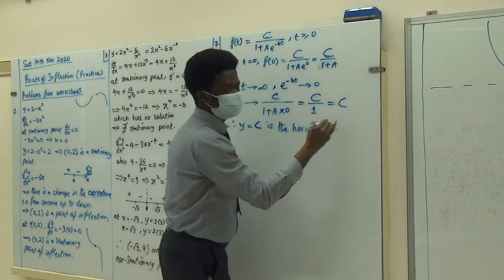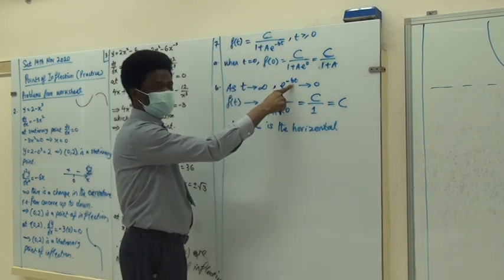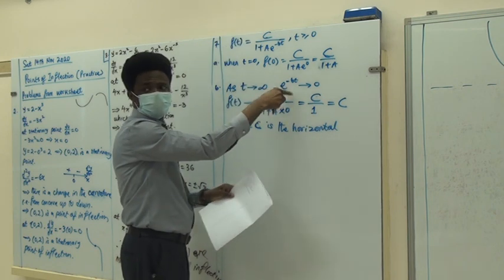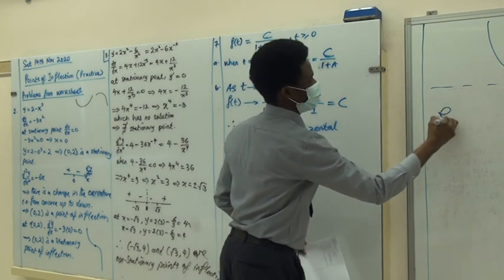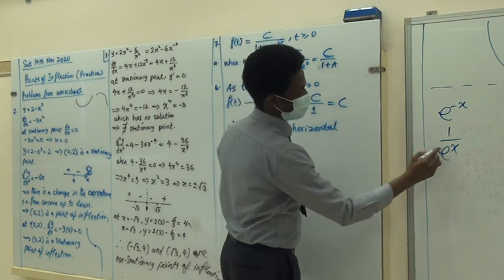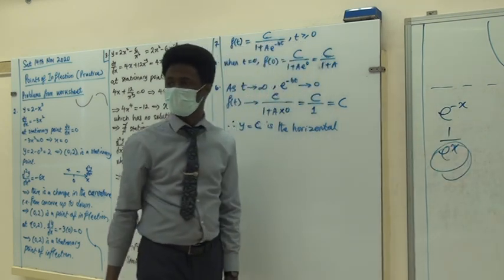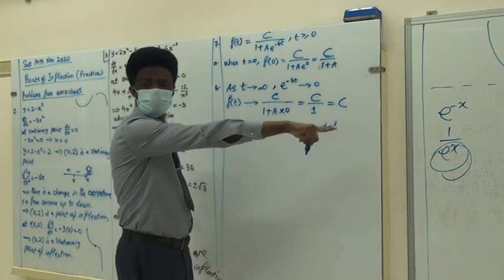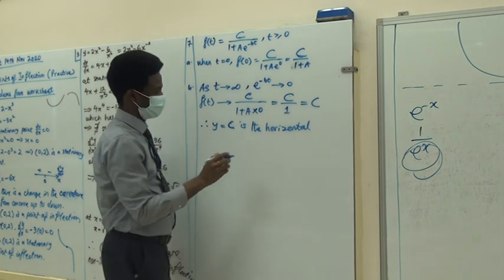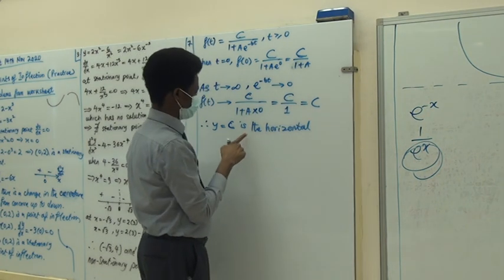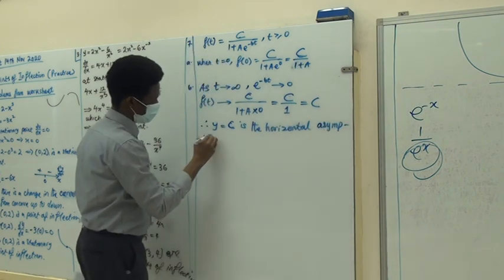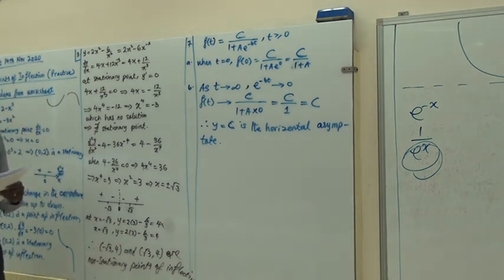So just use your knowledge of limits. Remember, when you have positive, that is when it diverges, but when you have negative, it converges, because it's going to be exponential negative x, right? 1 over exponential x. So when this becomes big, everything becomes smaller. That's what we are saying. So this is the horizontal asymptote. That's simple and straightforward.